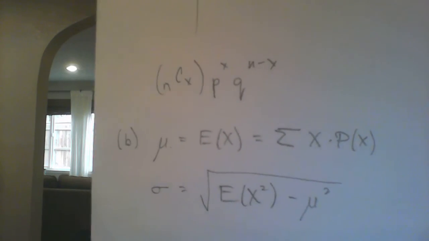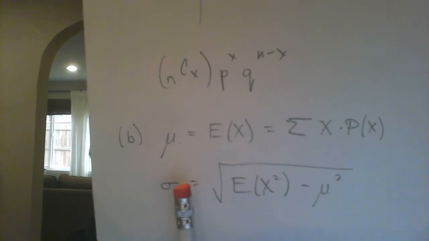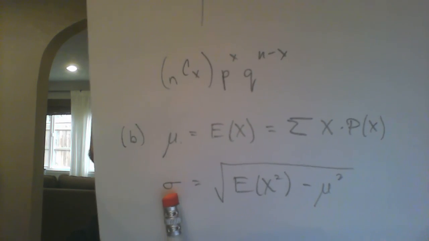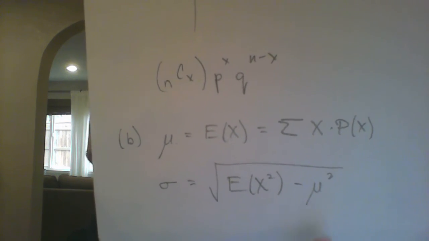To do the standard deviation, you're going to use the formula that the standard deviation is the square root of the expected value of x squared minus the mean squared, right? That's the method that we talked about in 6.1. So the standard deviation, I know this is probably all backwards to you, but the standard deviation is the square root of the expected value of x squared minus the mean squared. Okay, so that's part B.